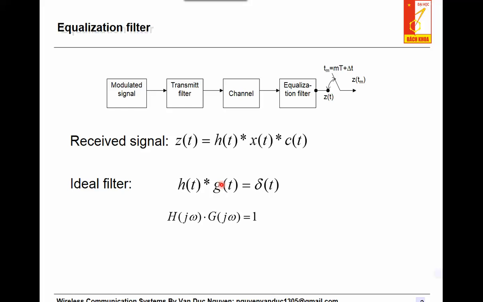Because we need to have an ideal filter, we need to have this relation. It means that the convolution of the channel impulse response with the filter impulse response results in the direct input. Or in the frequency domain, you have a multiplication of the channel transfer function with the filter transfer function equal to 1.